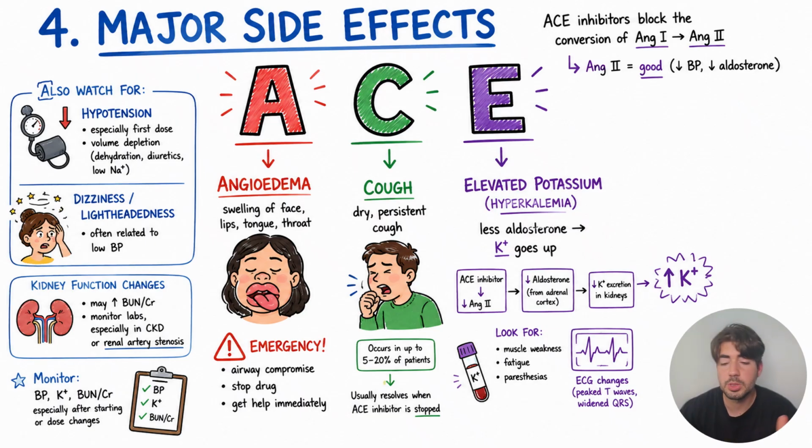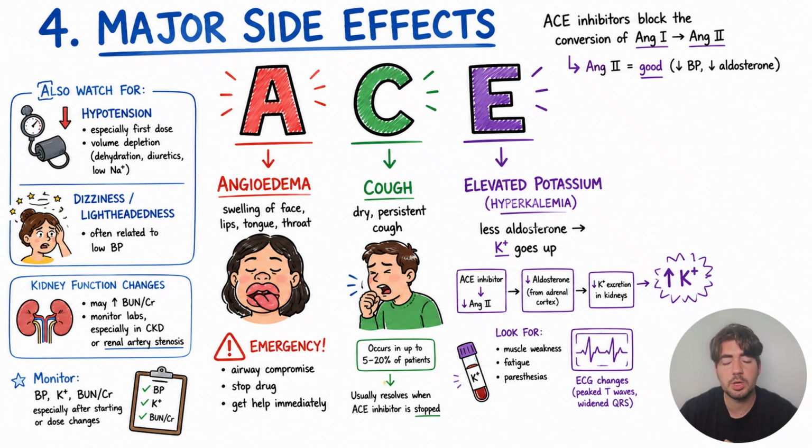Okay, so let's talk about side effects. I feel like the easiest way to remember this is with the acronym ACE. A is for angioedema. Angioedema causes swelling of the face, lips, tongue or throat. This can block the airway, so if the patient develops a swelling tongue or has difficulty breathing after lisinopril, this is an emergency, so you just stop the medication and get immediate help. C is for cough. ACE inhibitors can cause a persistent dry cough, and you're going to see a lot of this in nursing school.